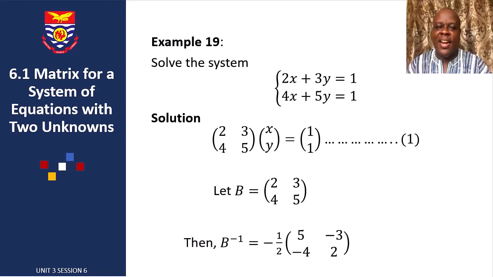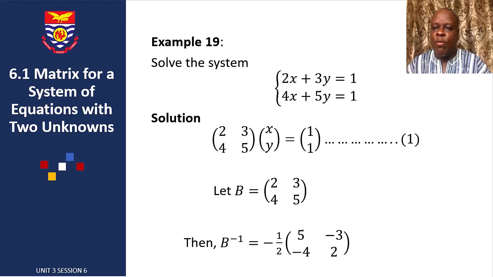Let's look at another example. Solve the system 2x plus 3y is equal to 1, 4x plus 5y is equal to 1. So we will first write the matrix equation from the system. To write that, we isolate the coefficients from the variables. So the coefficients are 2, 3, 4, 5. And that will be multiplied by the variables xy. And it will be equal to the constants 1, 1. So we call that equation 1.